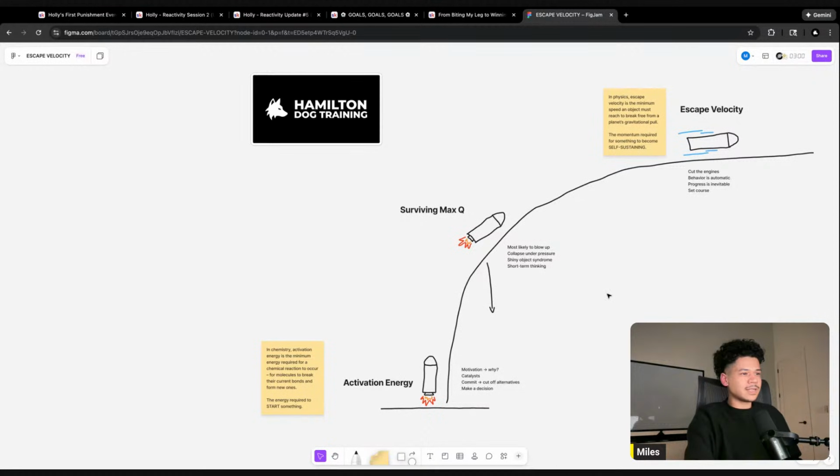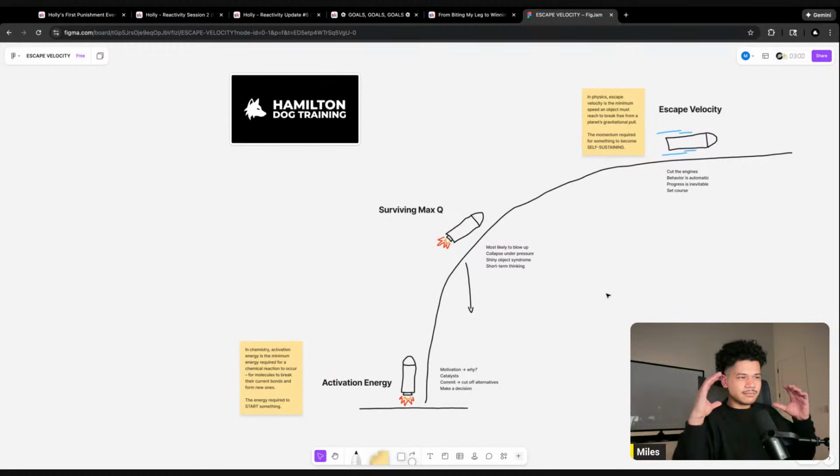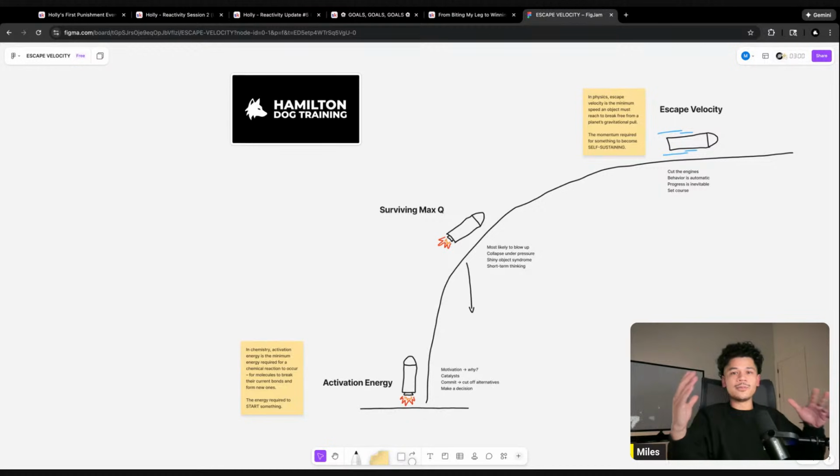So, yeah, I just wanted to give this to you guys as a mental model that you can use in dog training and in other areas of your life. Because when you understand this and can visualize like this, you can start to see where you're at and whether or not you've hit escape velocity or not. That should be your number one objective. All right?